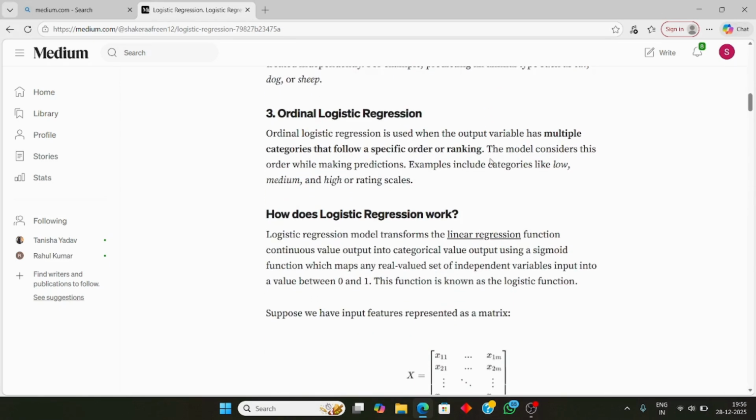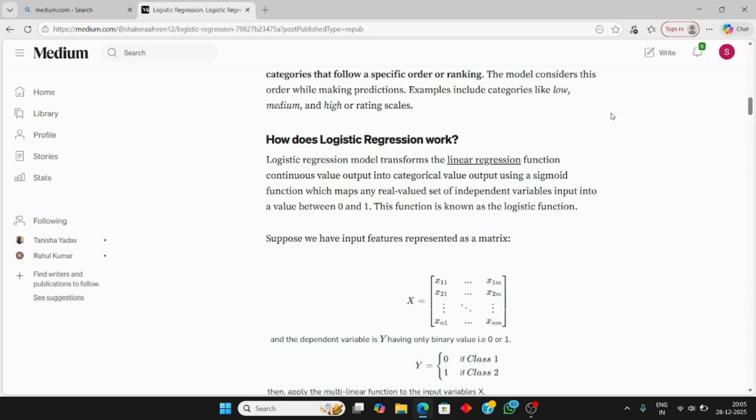Okay. Then third we will be having ordinal logistic regression. What do you mean by ordinal logistic regression? It is generally when the output variable has multiple categories that follow a specific order or ranking. Like if we have a list of materials, for example shopping bags, we have to categorize multiple items in ranges, like if it is in a low range, a medium range, or a high range, like this rating scale.